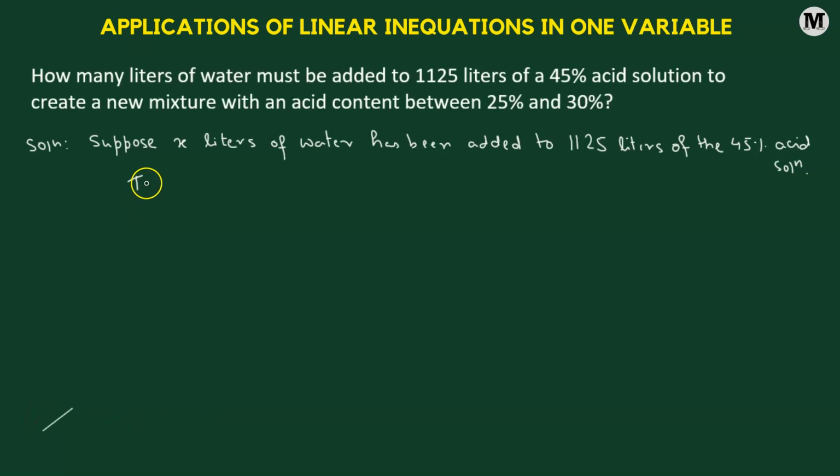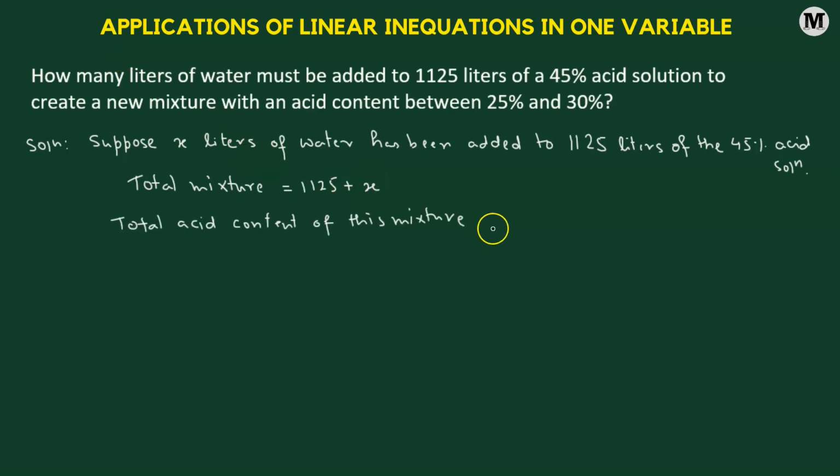So this means that the volume of the total mixture is going to be equal to 1125 plus X. Now, what is the total acid contained in this mixture? So we're going to consider the 45% of the original liters. So that's 45% of 1125 liters. Now, after X liters of water has been added, the resulting mixture is going to have acid content more than 25%, but less than 30%.